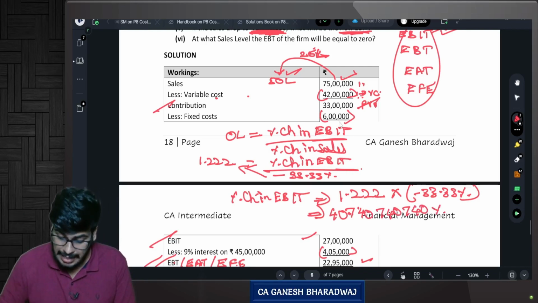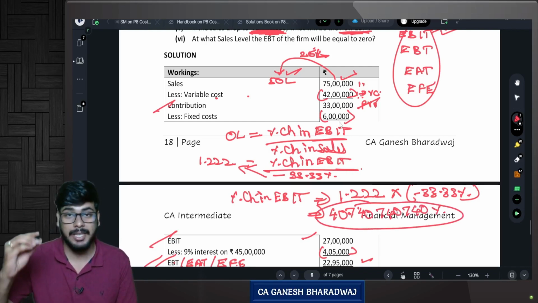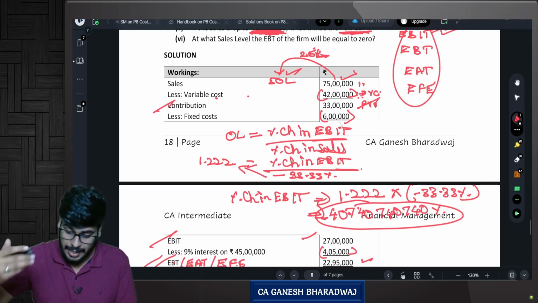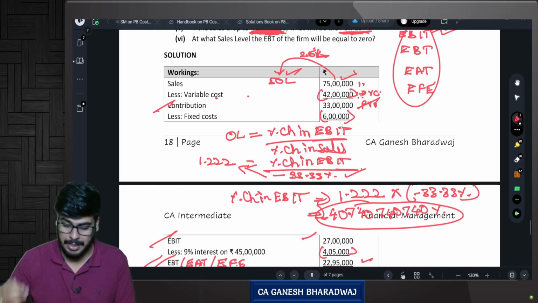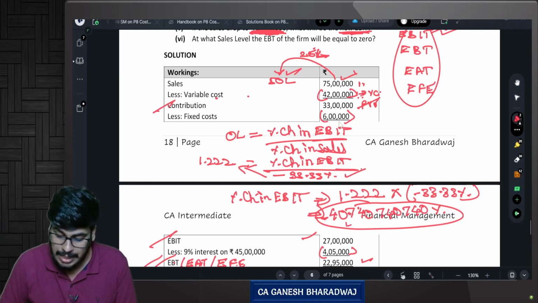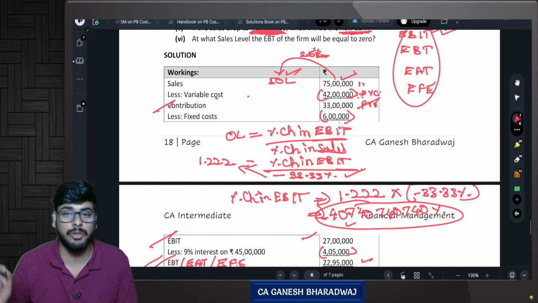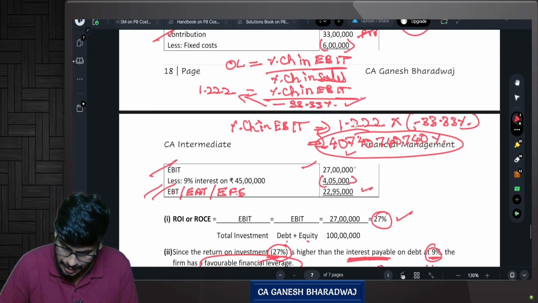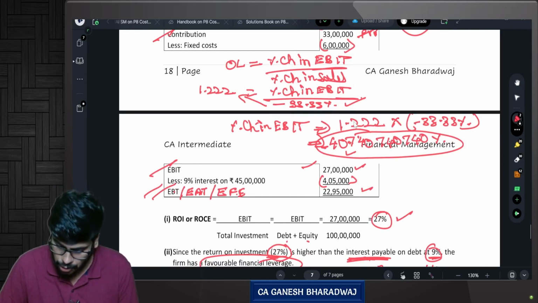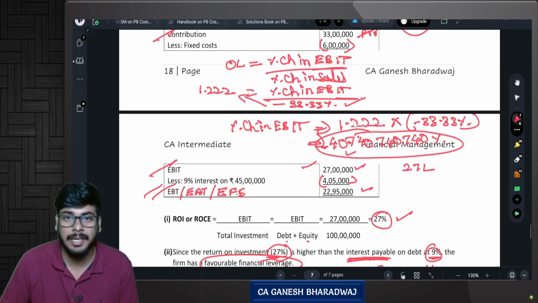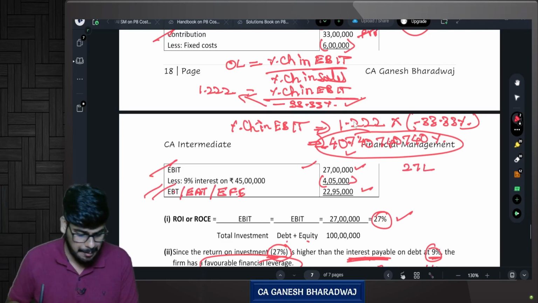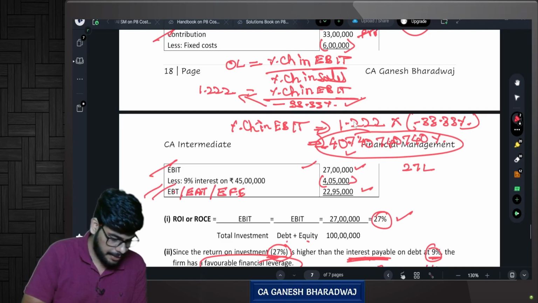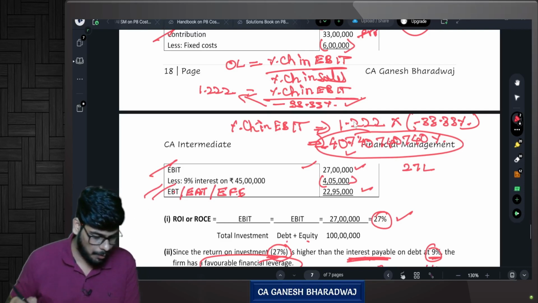Are you clear with this? This is going to be the change in your EBIT. So if your sales fall by 33.33 percentage, your EBIT will fall by how much? 40.740 percentage. Are you clear with this? Now what is the present EBIT? 27 lakhs, correct? So 27 lakhs is the present EBIT, correct? So what will be the reduction in EBIT? 0.407407 into 27 lakhs, correct? Into 27 lakhs.